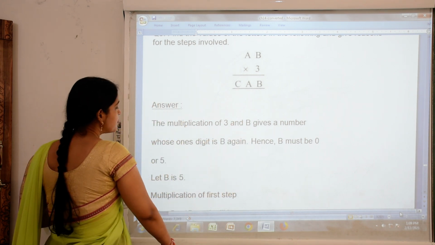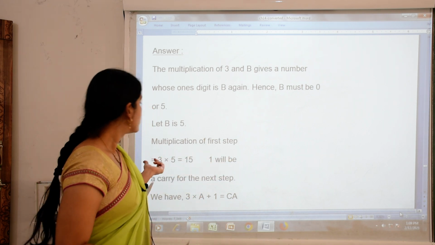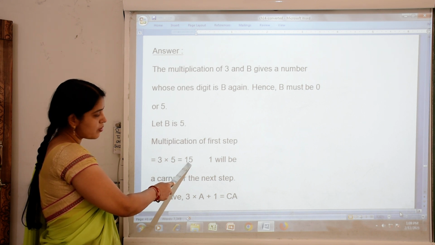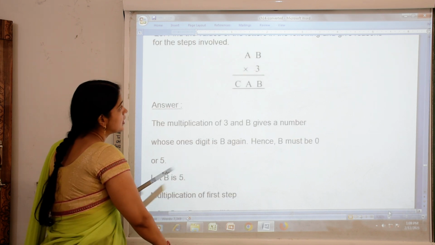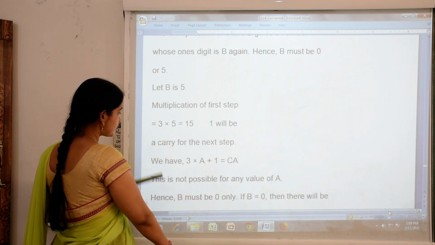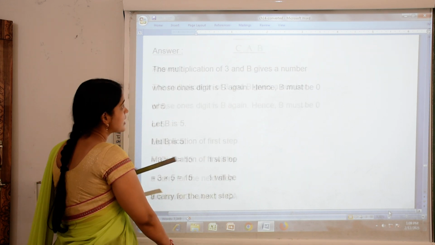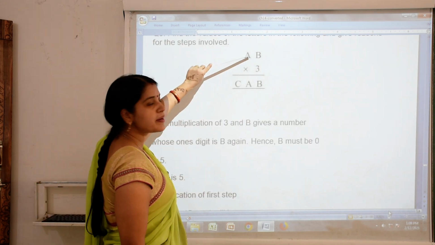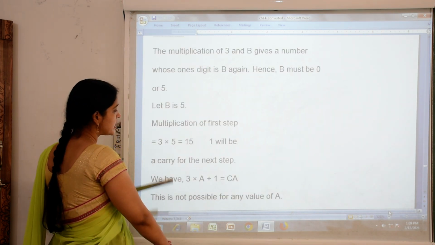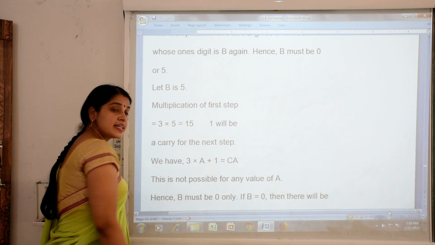So let B is 5. First we suppose that B is 5. So in that case 3 5s are 15. So 15, so 5 will come here and carry comes 1 here. Okay. Then 3 into A plus 1. In the next case, what will we do? We multiply 3 by A and add the carry. That's why we have written in this way that 3 into A plus 1 we get CA.